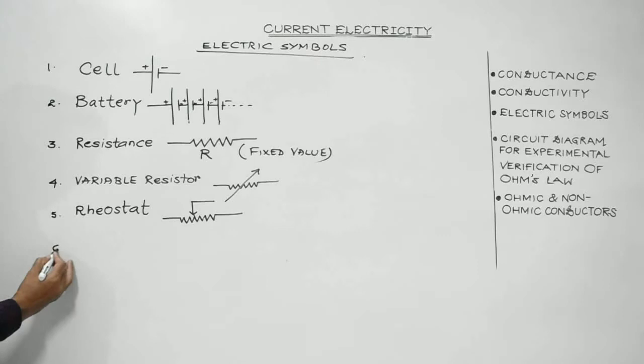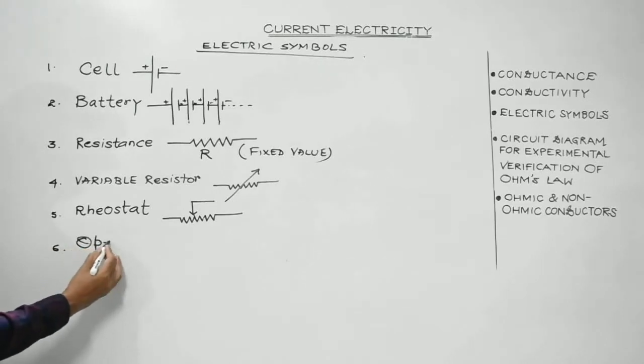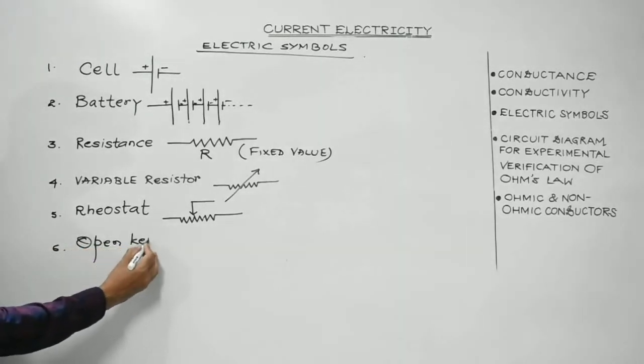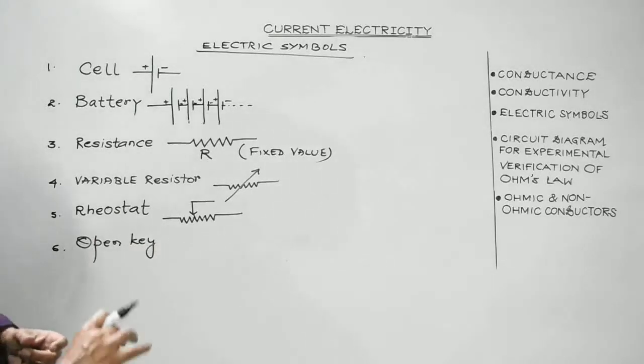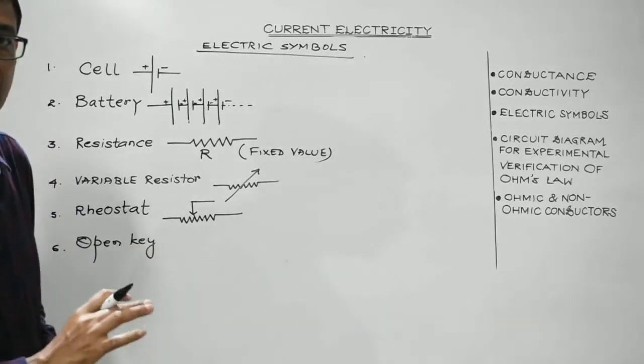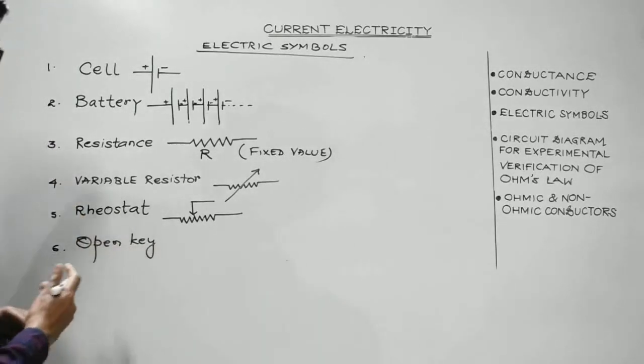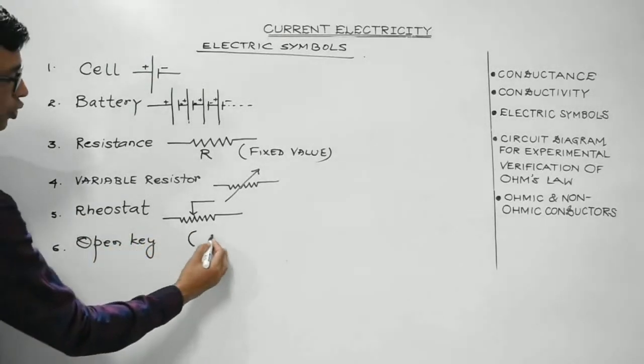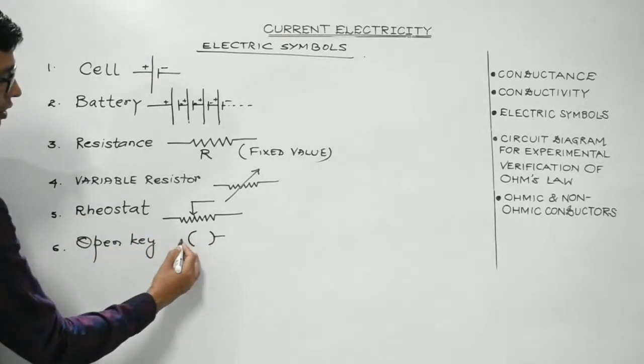Then, open key means when there is no continuity in the circuit, so the current will not flow through the circuit. That is when the key is open, like this. This is a symbol for an open key.